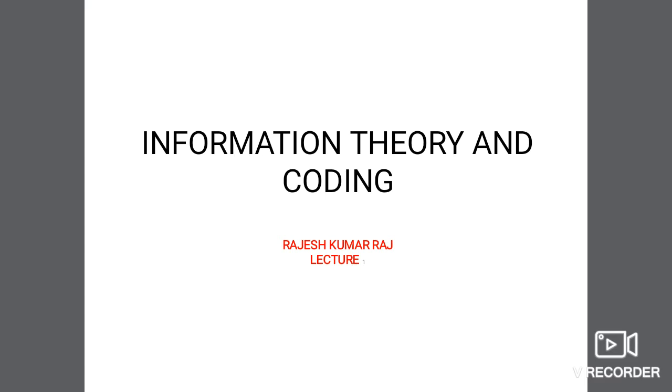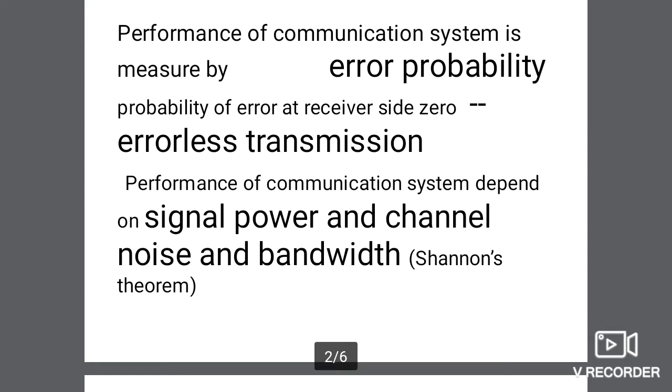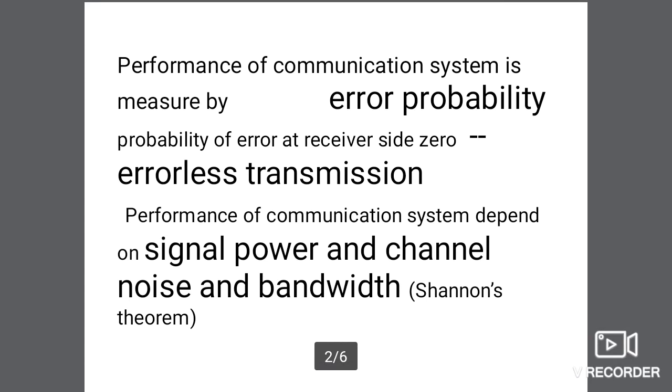Performance of a communication system is measured in terms of error probability. If the probability of error at the receiver side is 0, it means errorless transmission, that is, no error in the communication system.